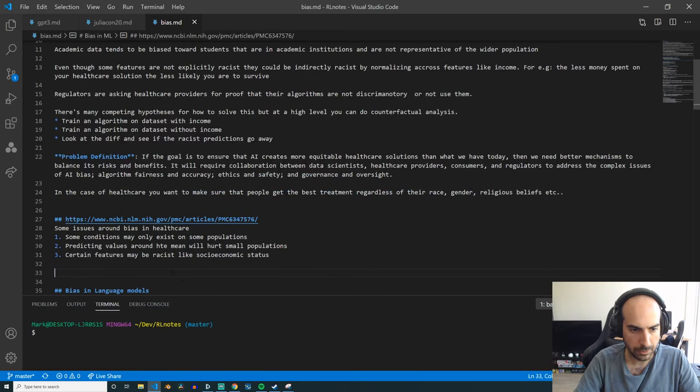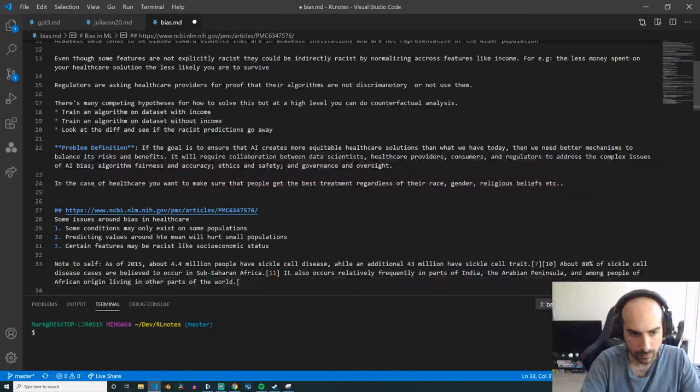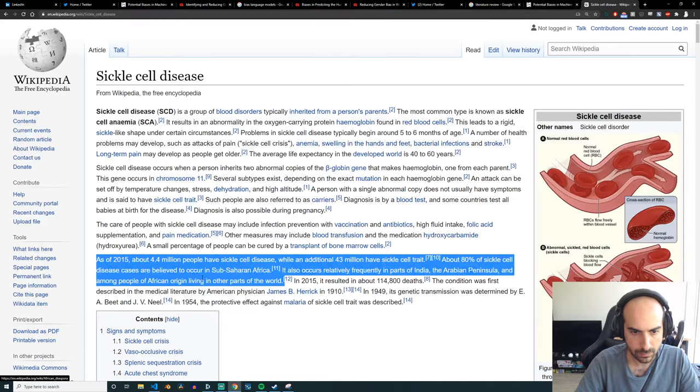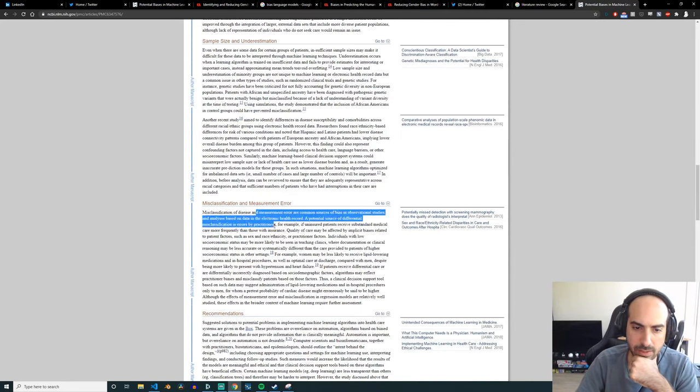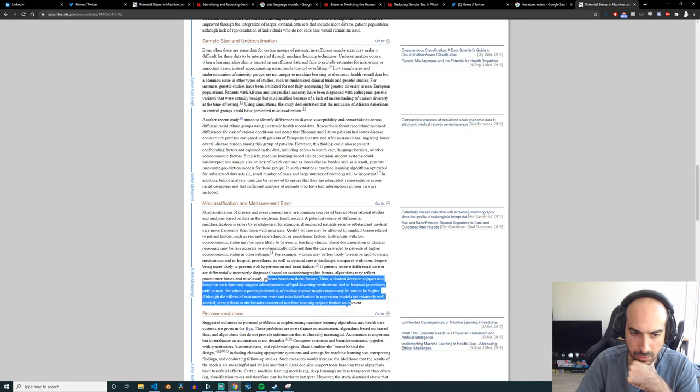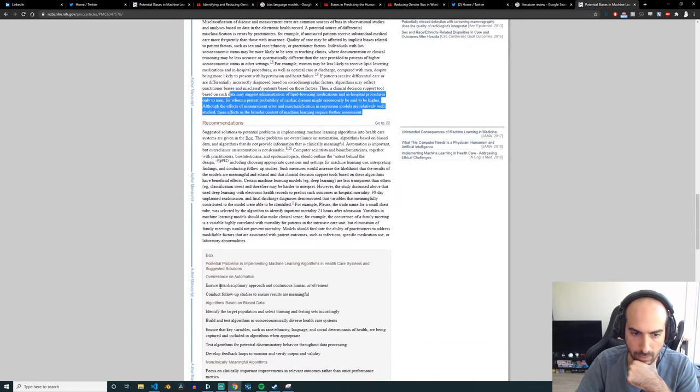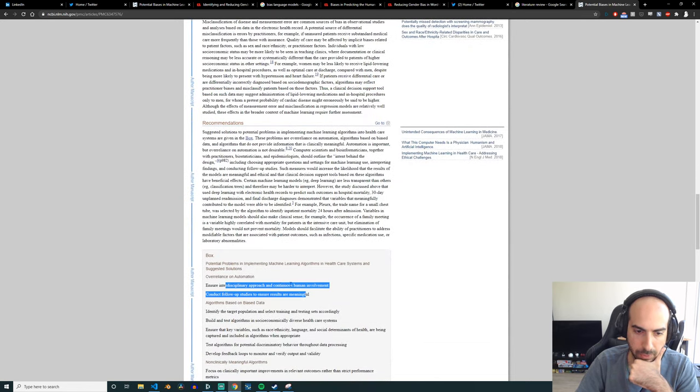Let me just add a note to this here. Note to self. All right. So misclassification of the disease. A clinical decision support tool based on such data may suggest administration of lipid-lowering medications. Okay. So ensure interdisciplinary approach.